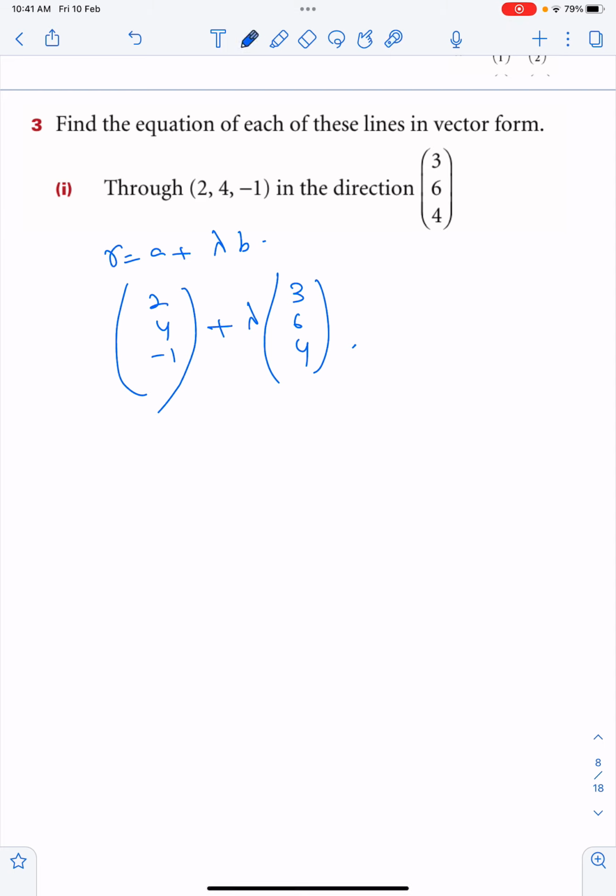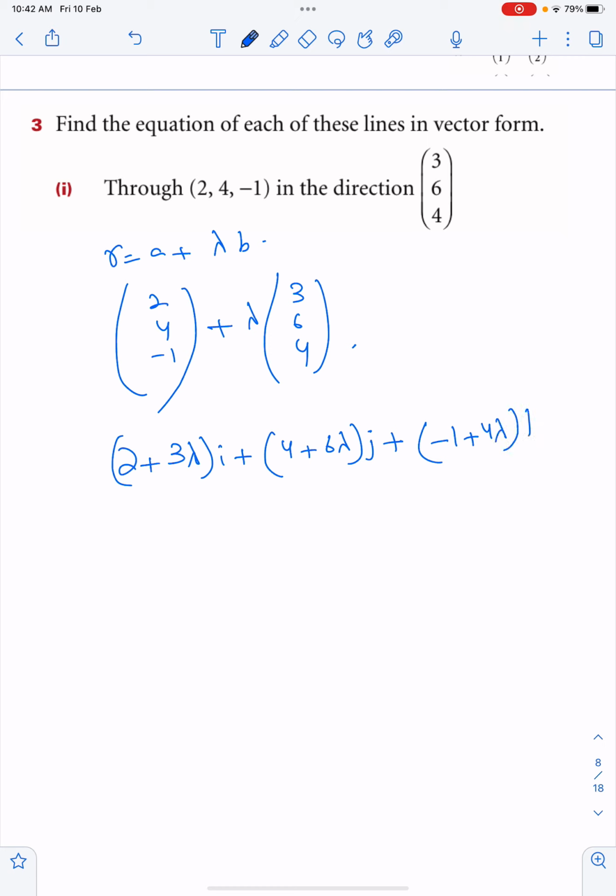But if you want to write it in the other form, the Cartesian form, you can write it like this: 4 plus 6 lambda j, minus 1 plus 4 lambda times k. This is called the vector form, and this is the Cartesian form.